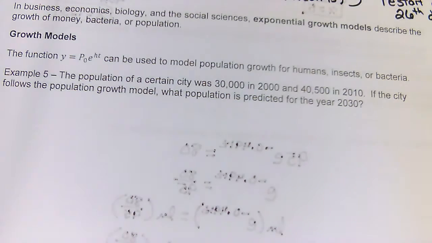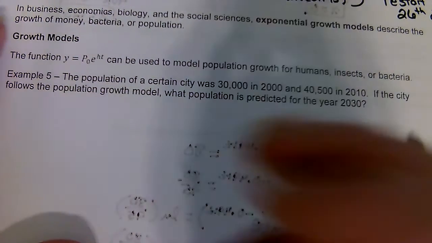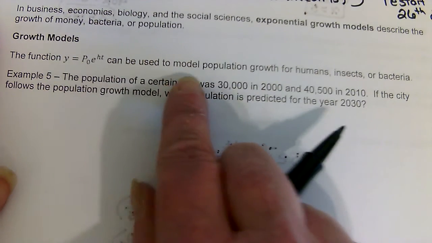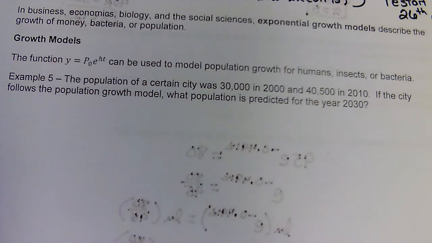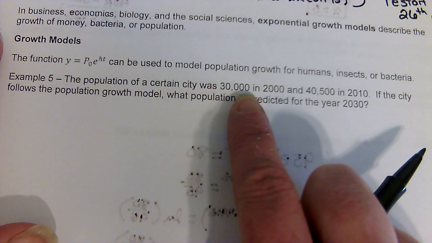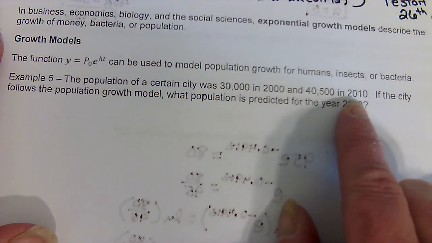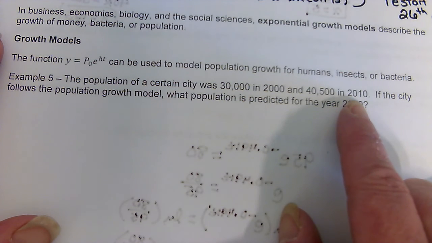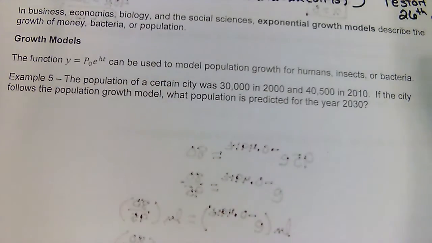In part one, we looked at growth decay models, and now we're going to look at some growth models. So let's say that we have this function that can be used to model population growth for humans, insects, bacteria, whatever. And let's say we had 30,000 people in the year 2000 and 40,500 in the year 2010. And we're going to use this model to model the data.